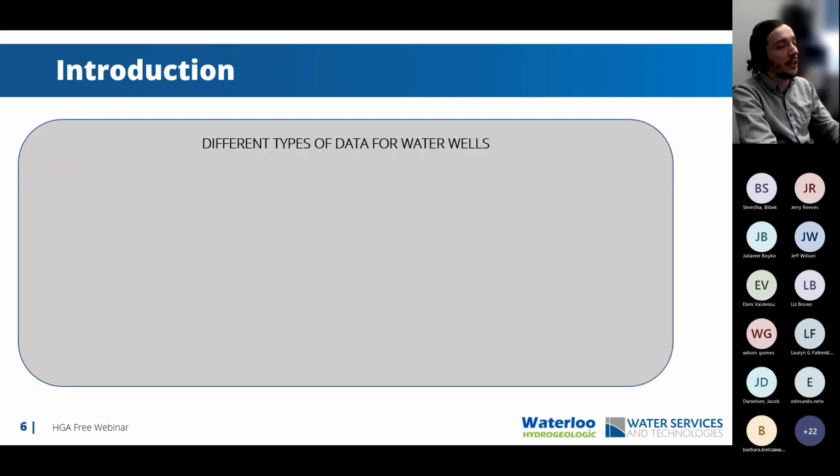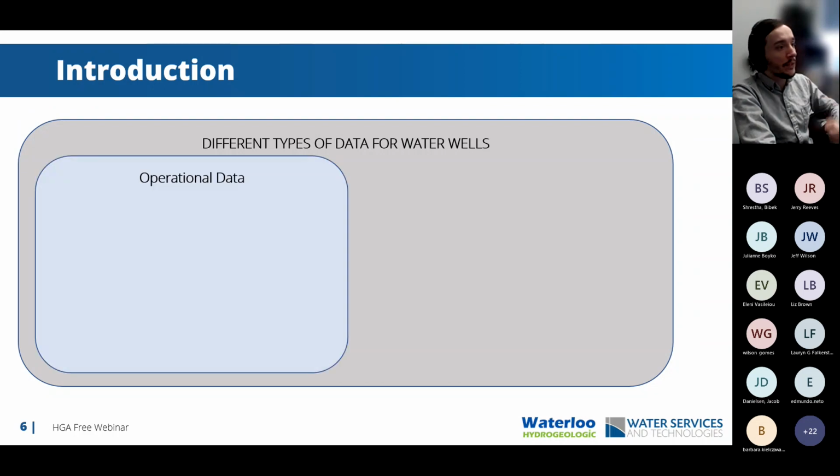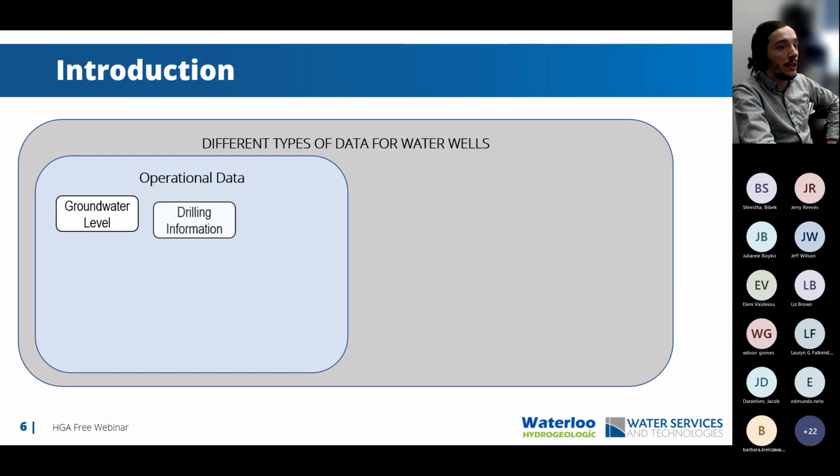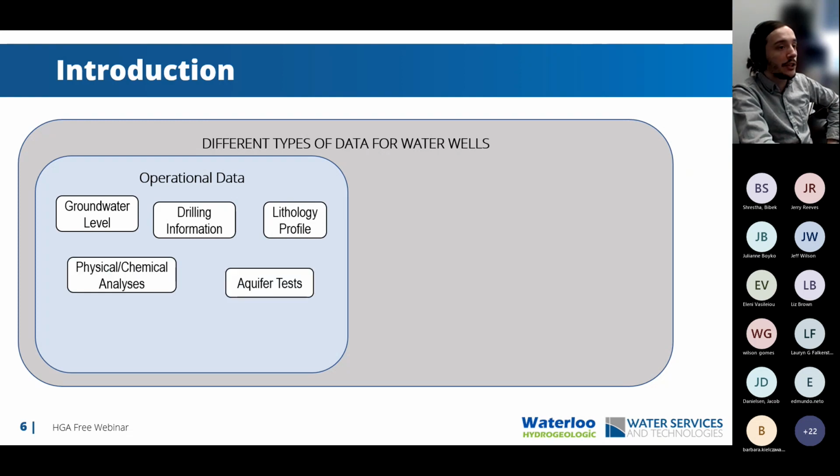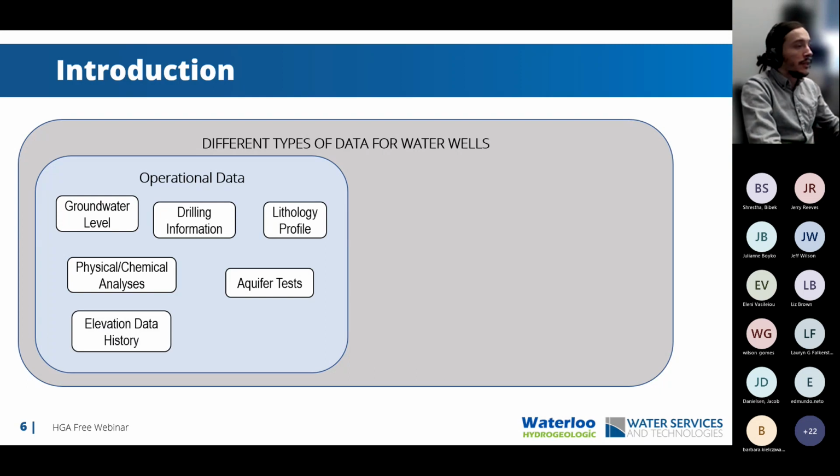So in the context of mining, we can look at an example of water wells. For water wells, you might have operational data like the groundwater level, drilling information, lithology profile, physical and chemical analyses done at the site, aquifer tests, and elevation data, pumping flow rate, and so on.